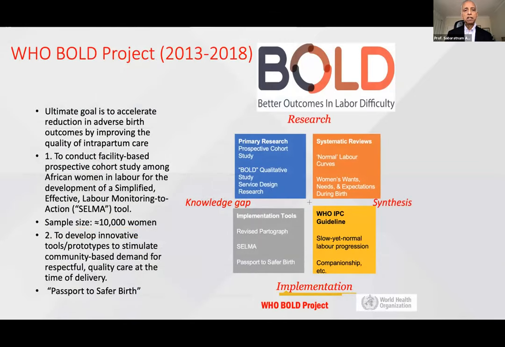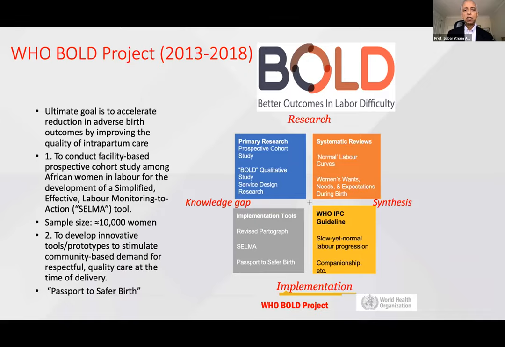So WHO decided they must study this prospectively rather than by retrospective analysis. So they started what they called the BOLD study, Better Outcomes in Labor Difficulty. It had 4 components. One was the research component, primary research. What they decided to do was, in 10,000 women in Nigeria and Uganda, they did not want to intervene. They just prodded the cervix. Even though they are slow, they did not give oxytocin or rupture the membranes. They let them carry on.